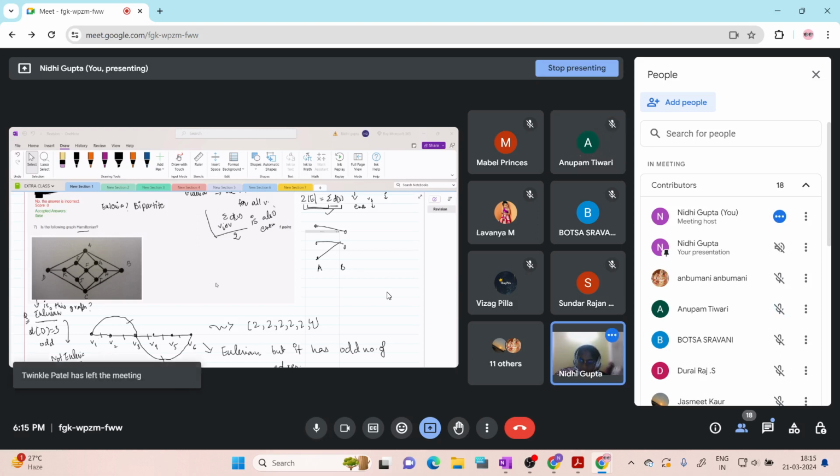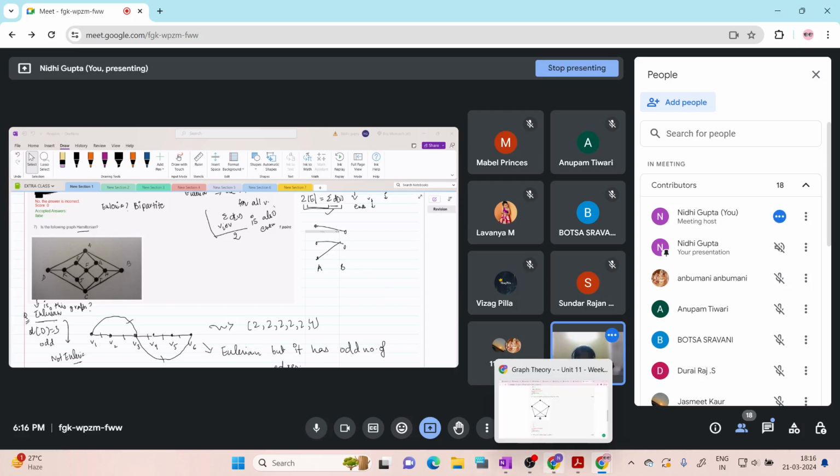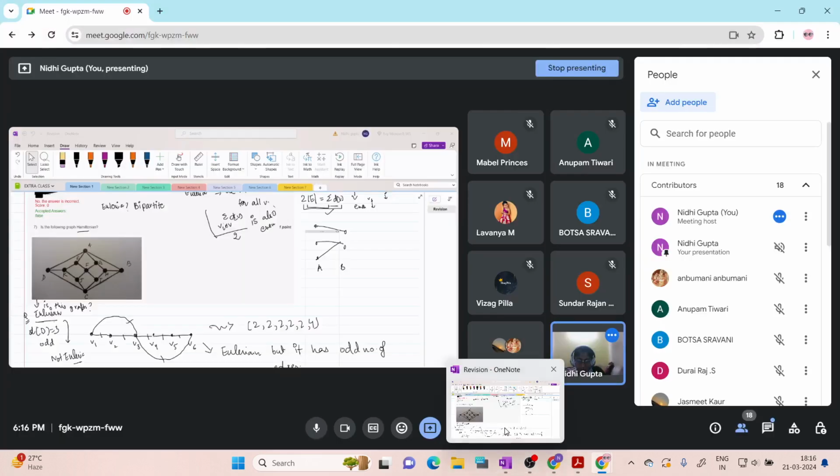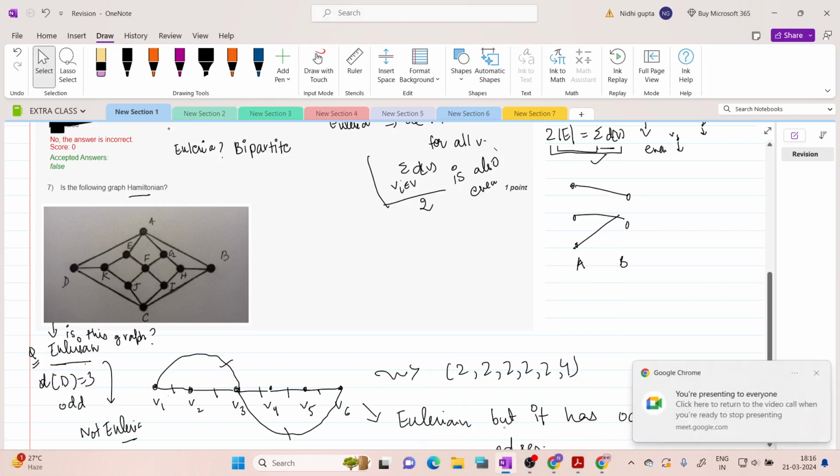So correct. He is saying that if we have to show that some graph is not Hamiltonian, it is sufficient to show that if we remove k vertices, we get more than k connected components. If we get that, then the graph is not Hamiltonian. So this is the right argument. But now you have to give a set.